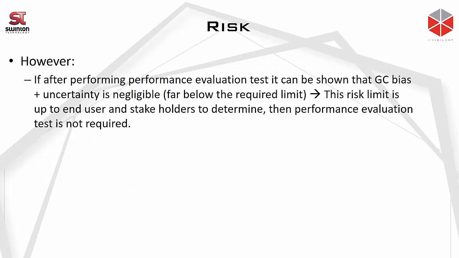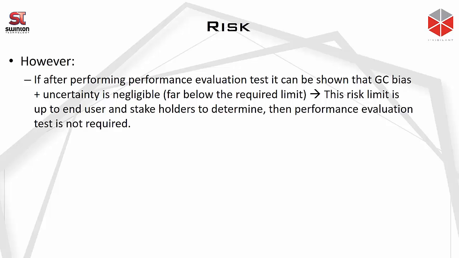However, if after performing performance evaluation tests it can be shown that GC bias plus uncertainty is negligible, far below the limit, the risk limit needs to be defined by the end users and stakeholders. Although it's defined by the ISO 10723, a lot of people are not aware of this. It depends on whether people want to comply to a certain standard or not. If you want to comply to a certain standard, then it needs to be based on that particular standard.